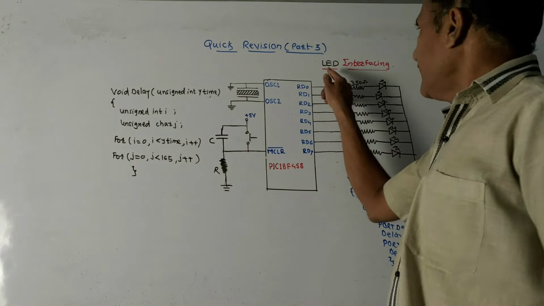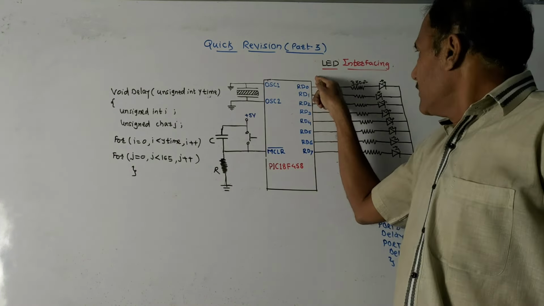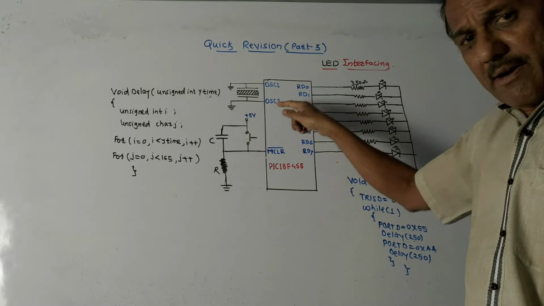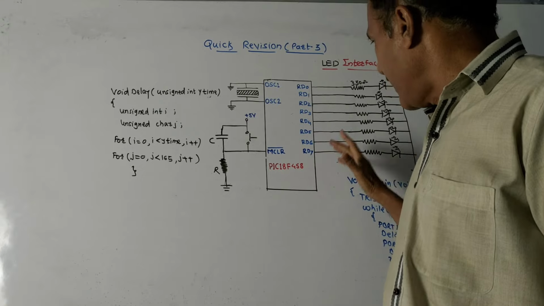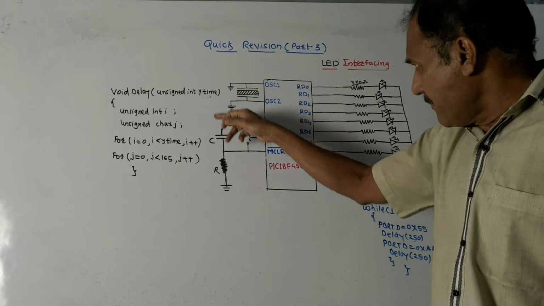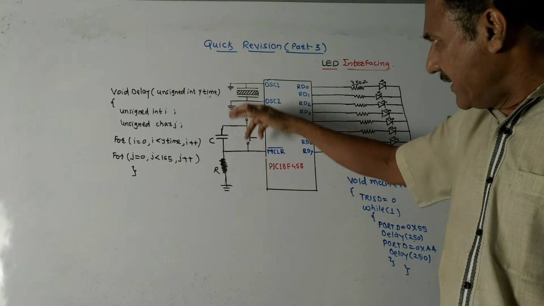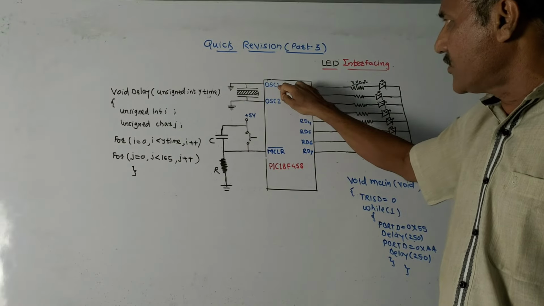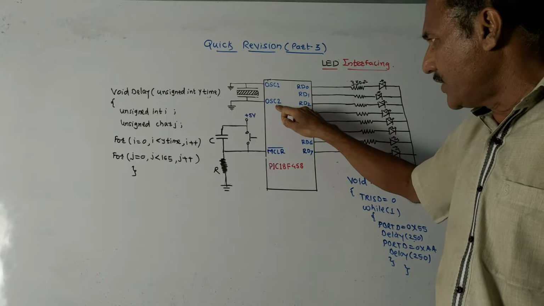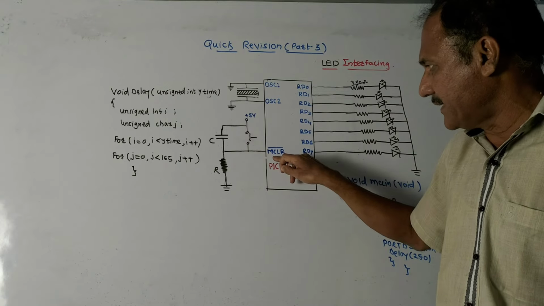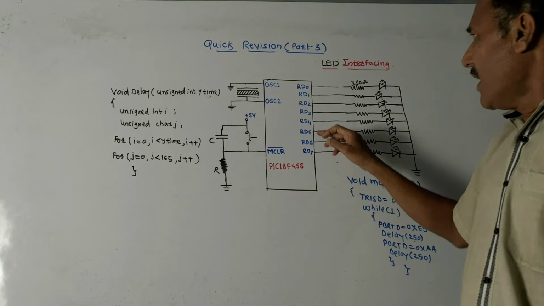Next part is interfacing of LED. So this is the diagram which shows LED interfacing with the PIC18F microcontroller. The remaining part is the same as the earlier interfacing diagrams. We are connecting a crystal oscillator between OSC1 and OSC2. This is the master reset terminal, that is the master clear terminal.